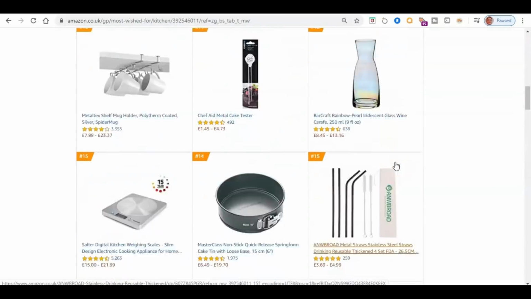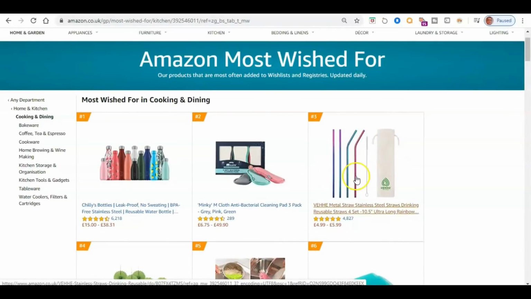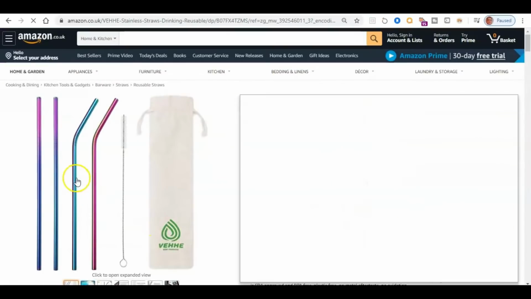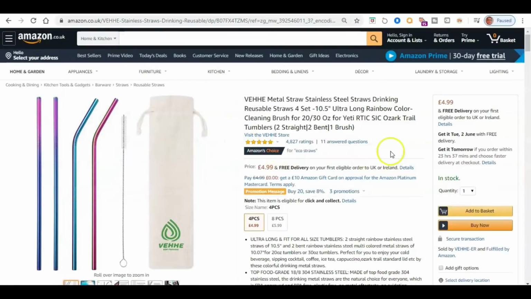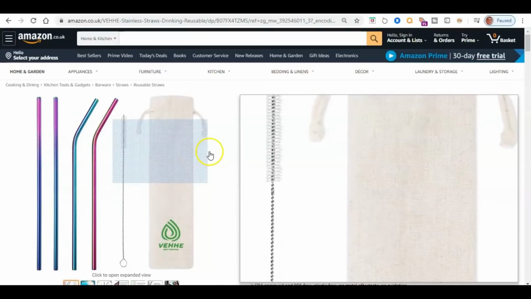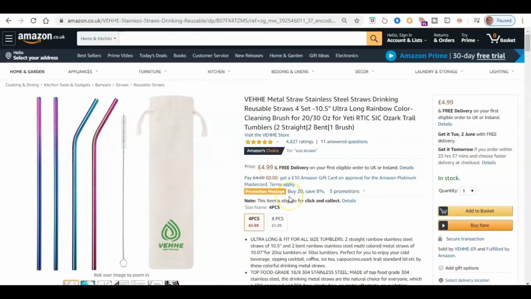So let's say, for example, we like the straws. I quite like these ones up here. So these are ultra long rainbow straws. Let's just have a little look. Okay, so these are rather nice. These are definitely rather attractive. So they've kind of ticked the box. They're in the bestseller and most wished for product. They're also a good price. So they're under our $25.